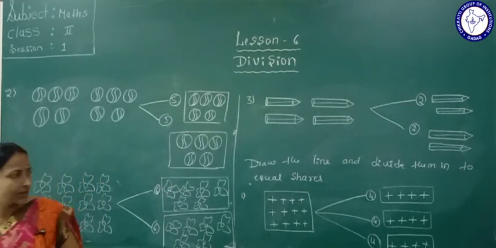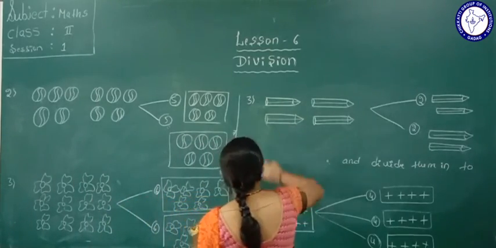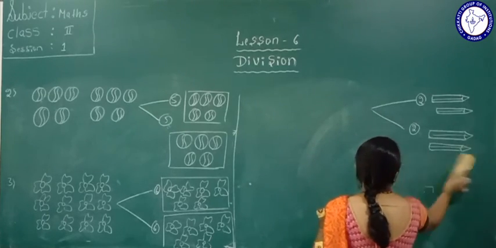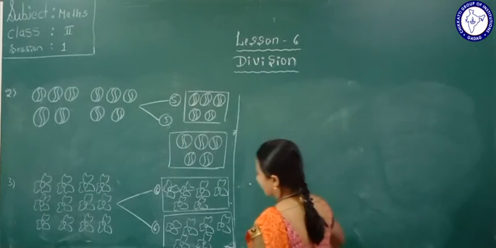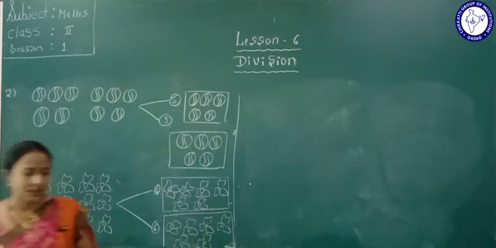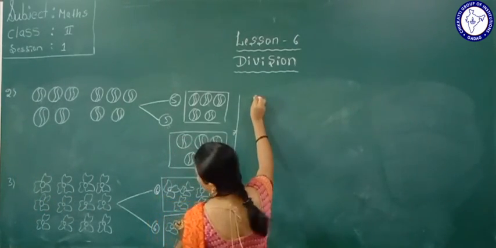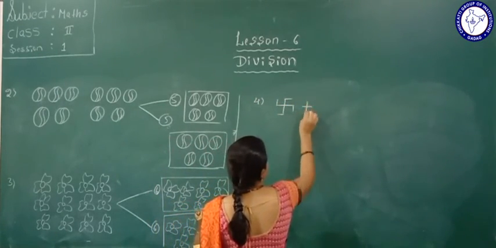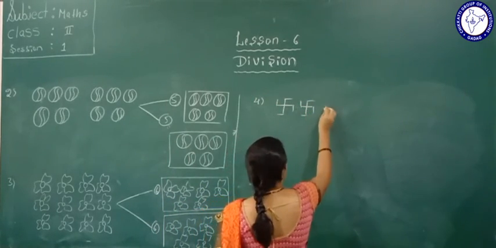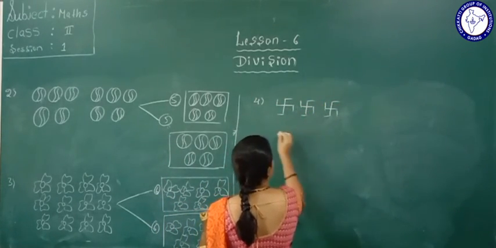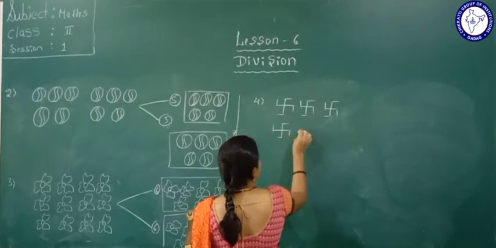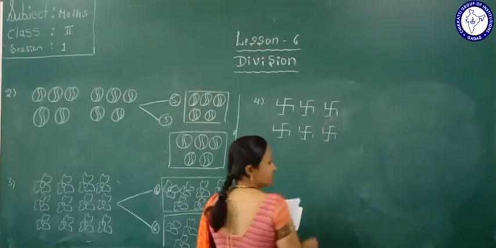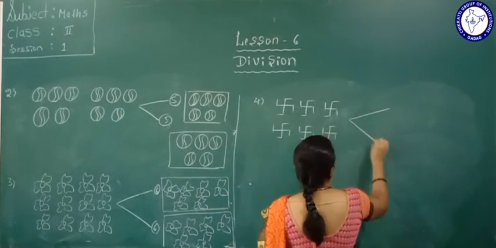Okay, so next one example. Okay, see the next one example. They have given here swastik. 1, 2, totally 6 they have given here. Okay, 3, 4, 5, 6. Okay, so we make 2 groups.